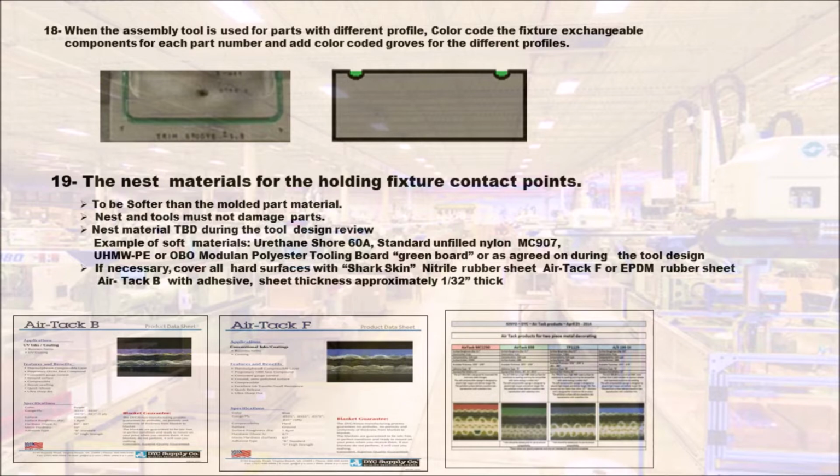If necessary, cover all hard surfaces with sharkskin nitrile rubber sheet, AirTac F, or EPDM rubber sheet, AirTac B, with adhesive, sheet thickness approximately 1/32 thick.